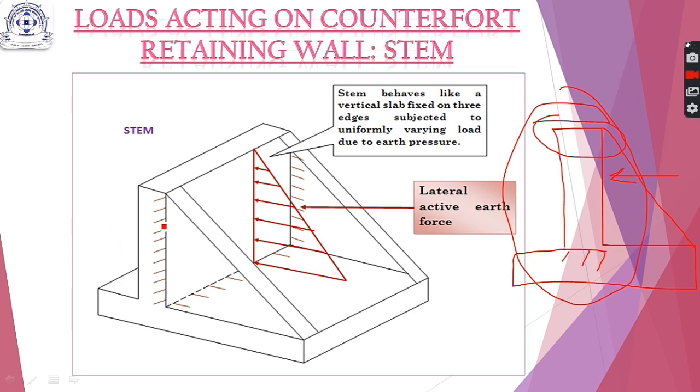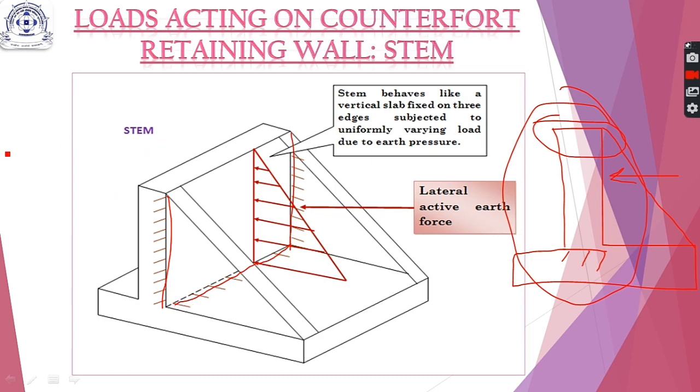So how will the slab behave? We will be studying it in the coming slides, but for now you must know that if the counterfort is provided here, then this edge of your stem is supported by the counterfort. Therefore this edge is also fixed. This edge of the stem is also supported by the counterfort, and this edge is supported by the heel slab. Therefore the stem is supported on three sides as shown here with the help of small lines.